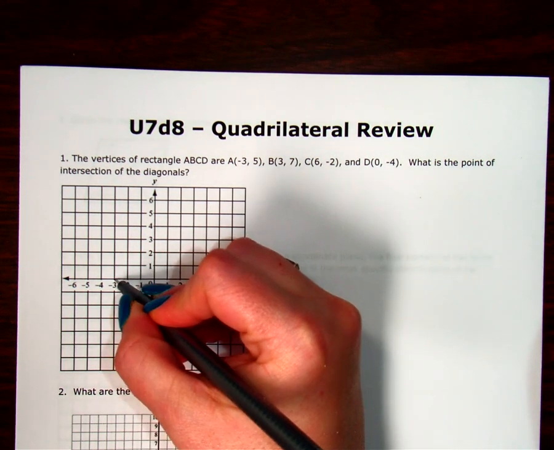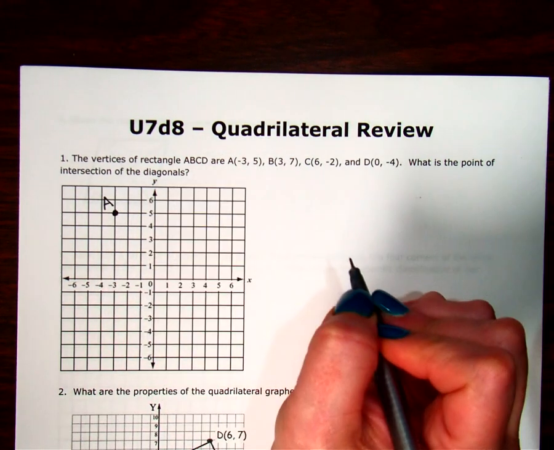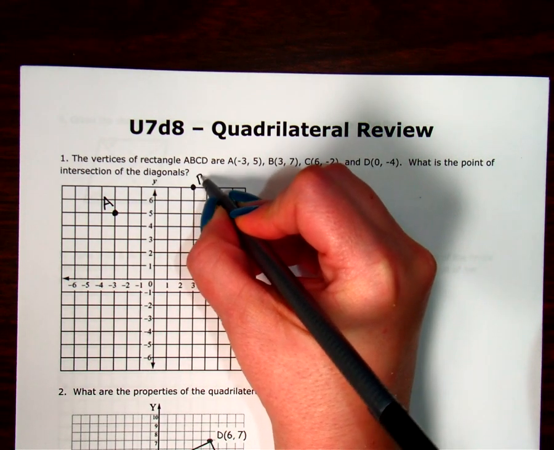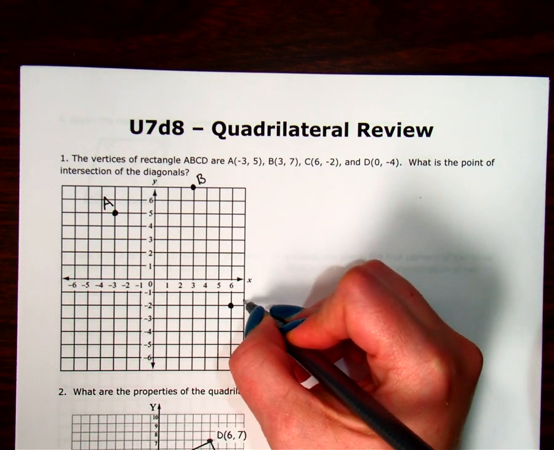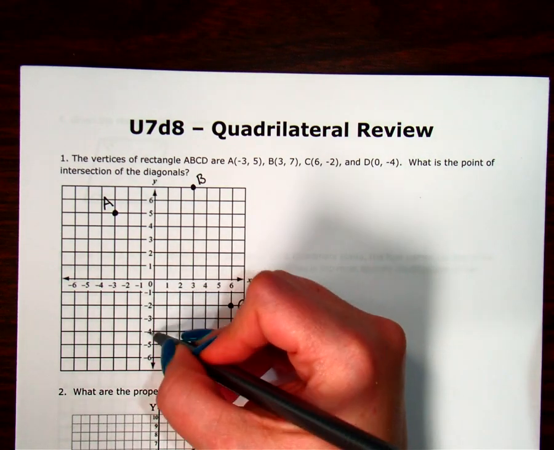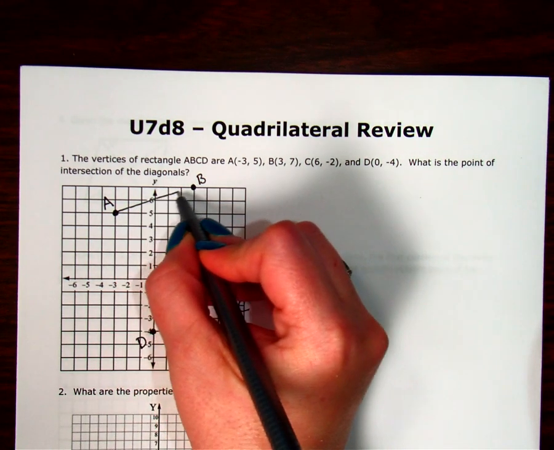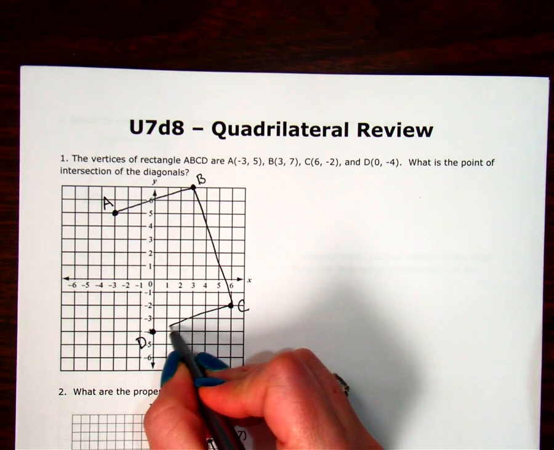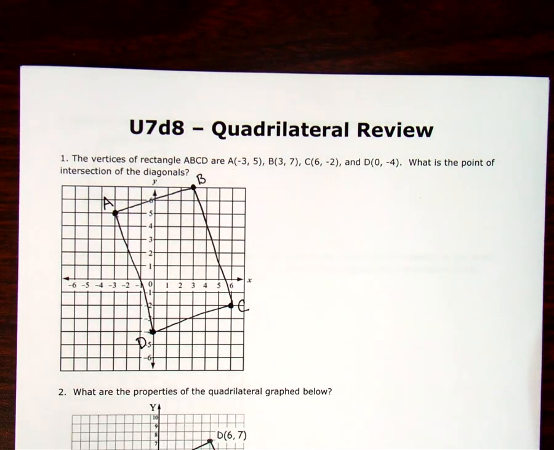ABCD, A is at -3, 5. B is at 3, 7. C is at 6, -2. And D is at 0, -4. Here is my figure. My rectangle, in fact, tells me it's a rectangle. It wants to know what is the point of the intersection of the diagonals.